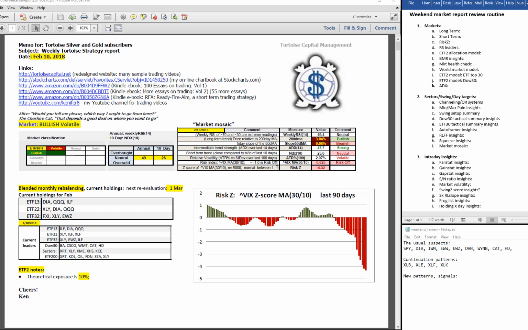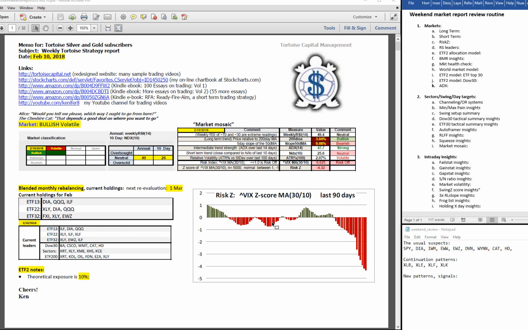The risk index is the 30-period moving average of the VIX divided by the 10-period. That score right now is 0.625, so we are deeply into risk off. 1.0 is the boundary between risk on and risk off. That score of 0.625, when compared to the last 5,000 trading days, we find the average and standard deviation and compute the risk Z indicator, and that's minus 4.32. That's 4 and a third standard deviations below the long-term average. That's how volatile this market has been.